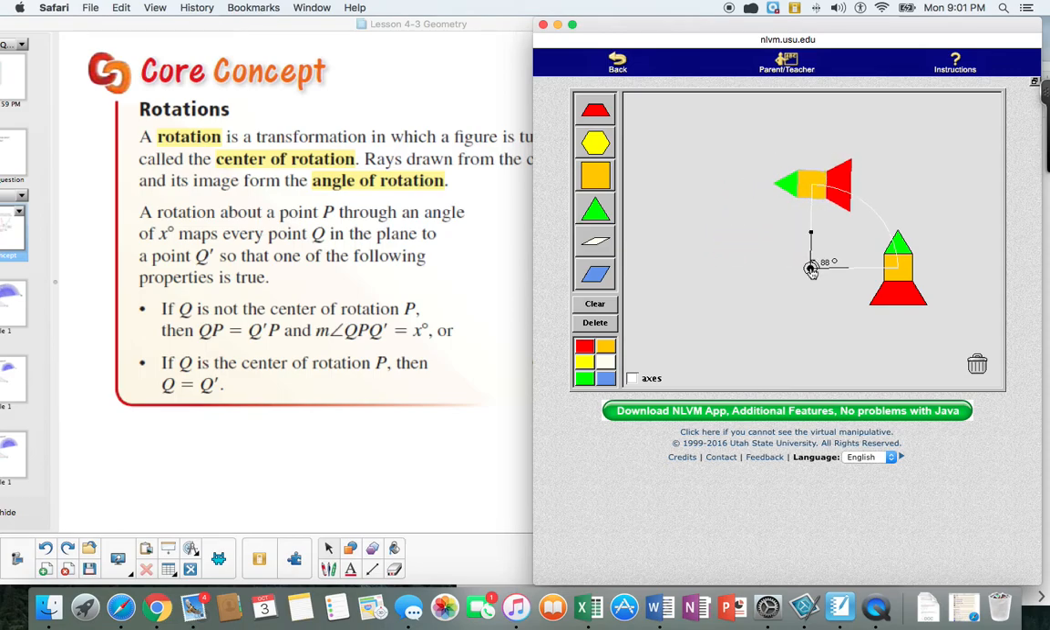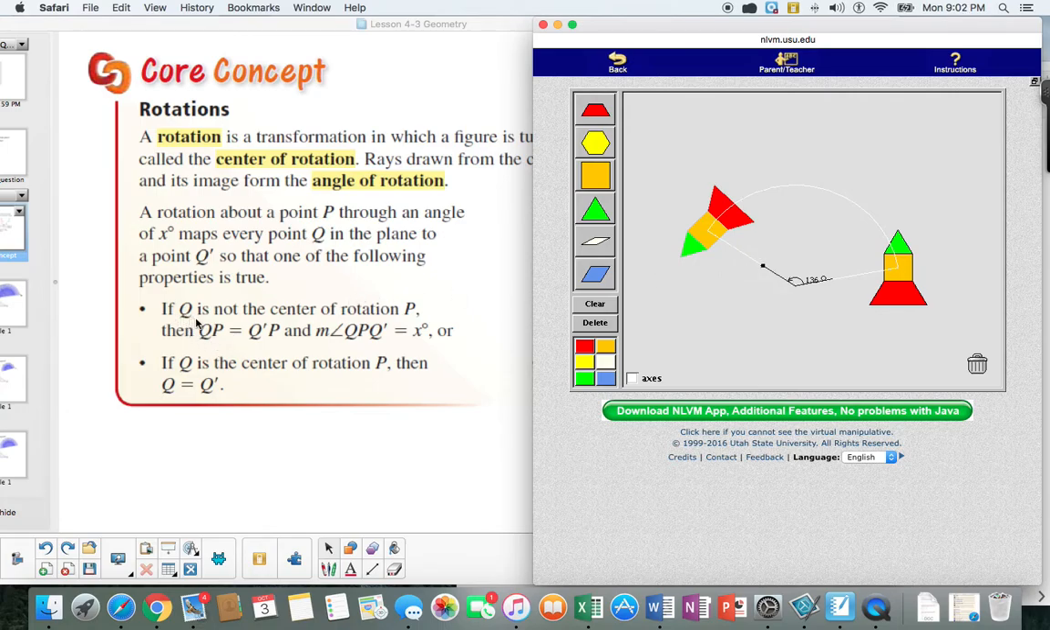If I change the center of rotation, and again we are supposed to go counterclockwise, so we go in this direction. You can see how it's moving, transforming. Let me put the center of rotation right here at the edge of the rocket ship. And you can see as I rotate, the center of rotation doesn't change because it's part of the figure. And so that's the feel for what a rotation is doing.